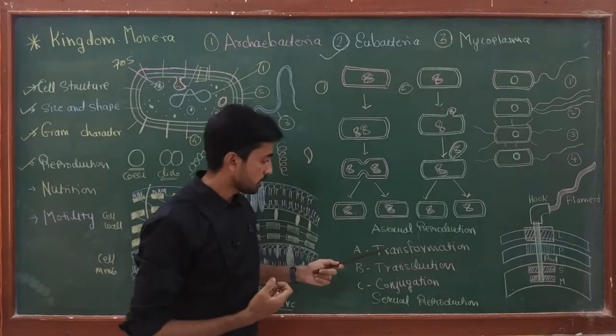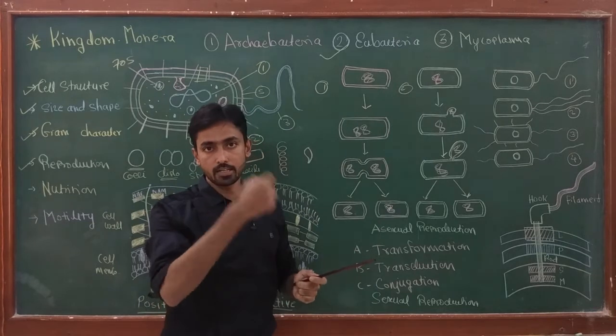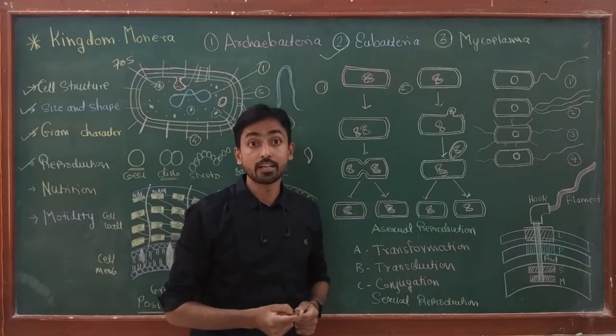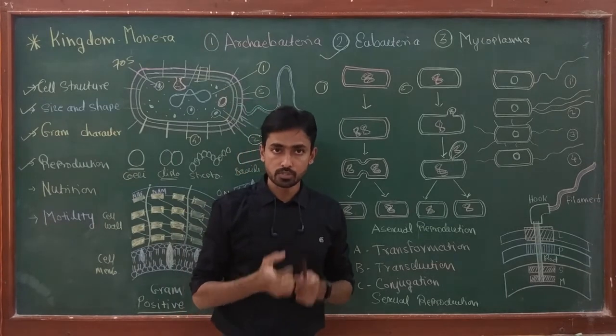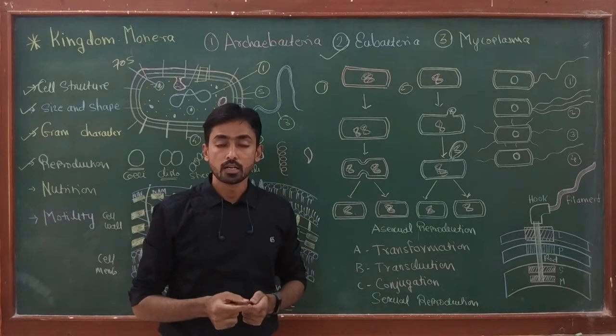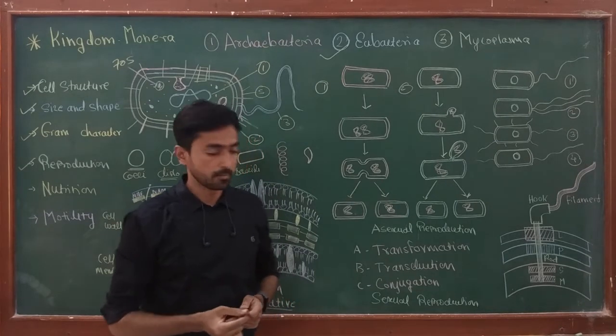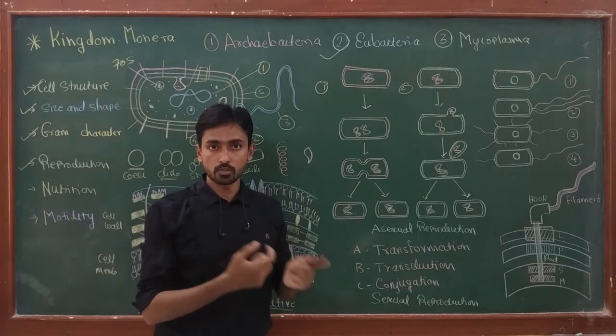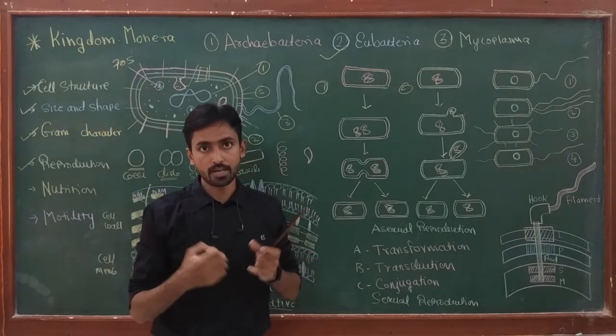So in case of transformation, DNA directly enters the bacterial cell, and this phenomenon was discovered by Griffith in 1928, which we discussed in detail in my previous video entitled Discovery of Genetic Material. Okay, so transformation is the physical transfer of DNA from one cell to another cell without making a direct contact.